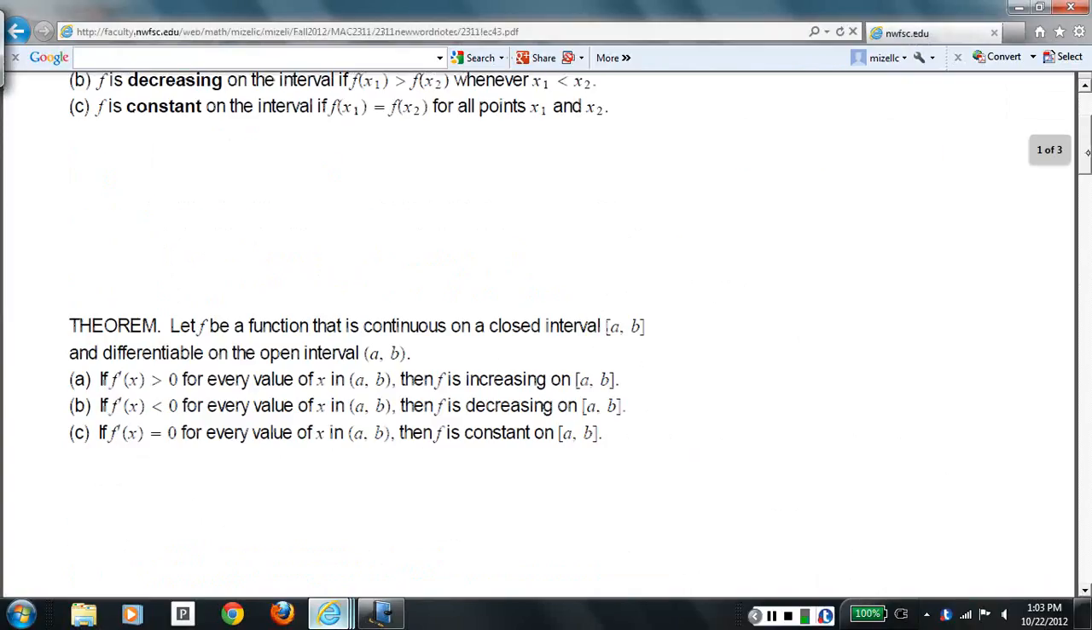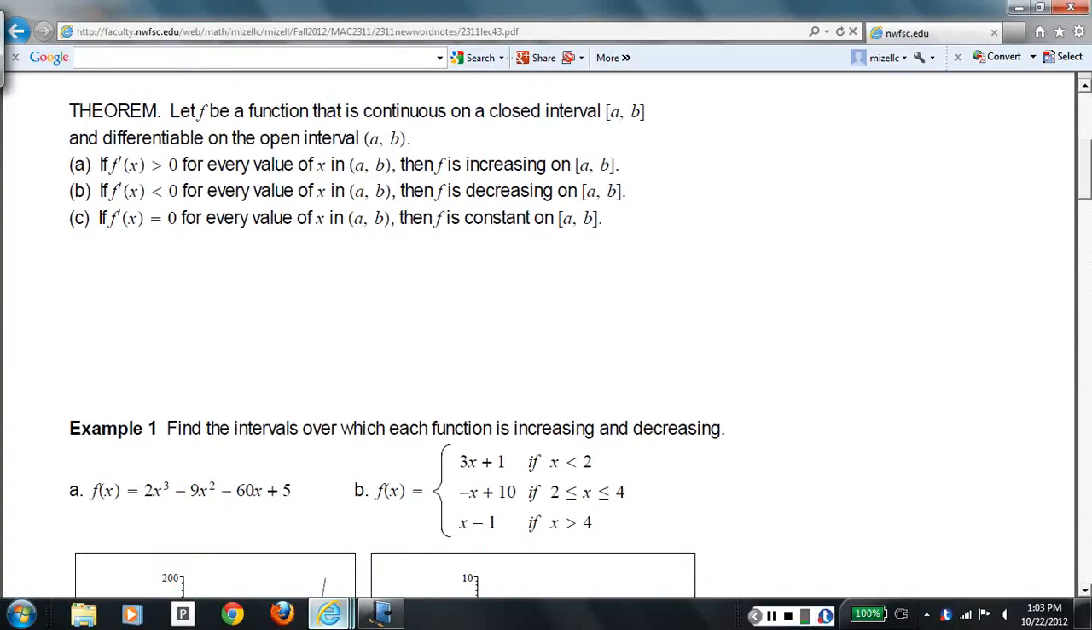We talked about what it means for a function to be increasing. We said that the mean value theorem can be used to prove that a sufficient condition for a function to be increasing on an interval is that f prime be positive on that interval and f be continuous on that closed interval. Similarly, if it's continuous on a closed interval and f prime is negative on the interior of the interval, then it's decreasing on the closed interval. And if the function is continuous on the closed interval, and f prime is equal to 0 for every value of x in the interior of that interval, then f is constant on that interval.